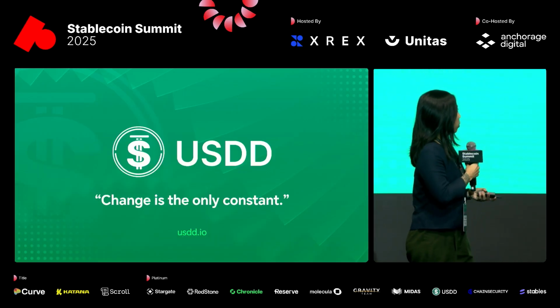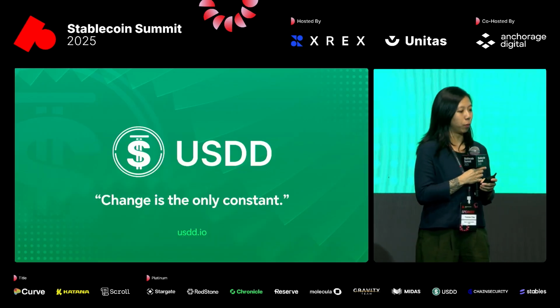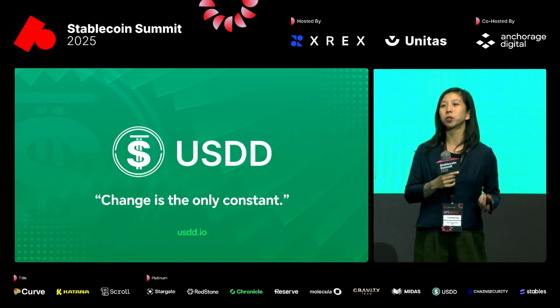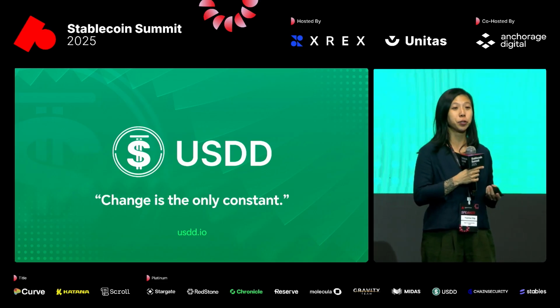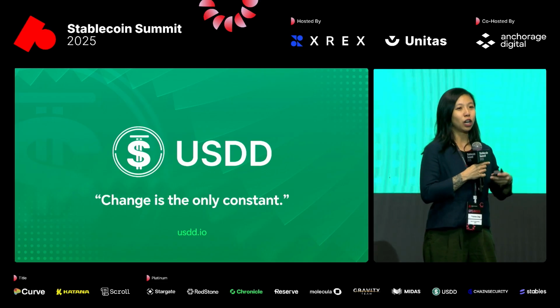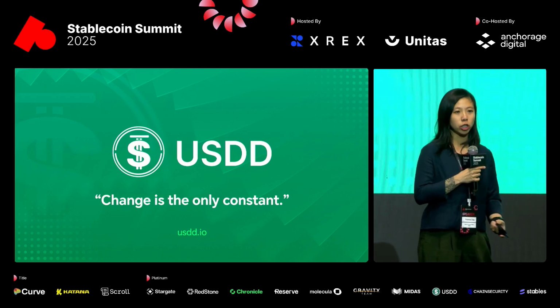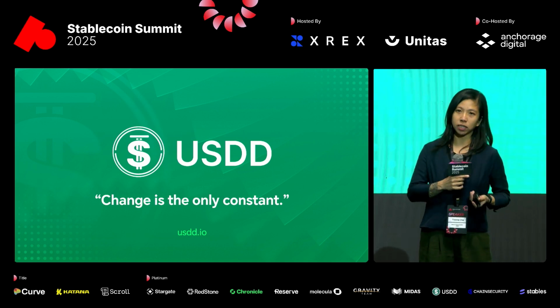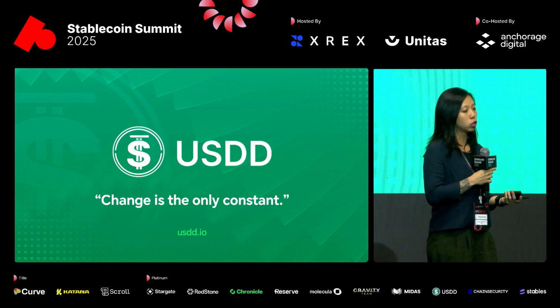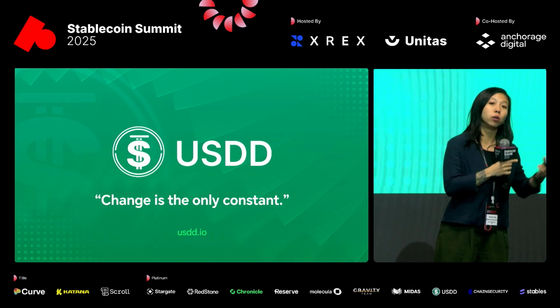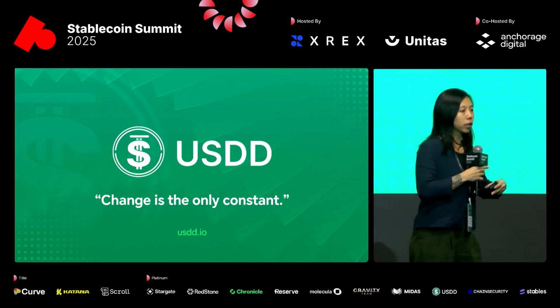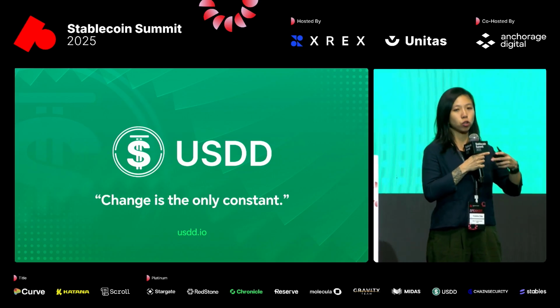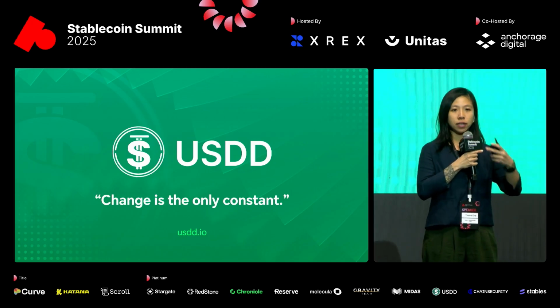Now, I'll end with an old phrase that I think we're all quite familiar with, right? When it comes to the crypto world, I think this old saying is very true: change is the only constant. Markets will always shift, technologies will change, user needs will develop. And USDD embodies this principle. We have changed from a simple stablecoin, USDD 1.0, to something that is fully decentralized, transparent, yield-bearing, sustainable.